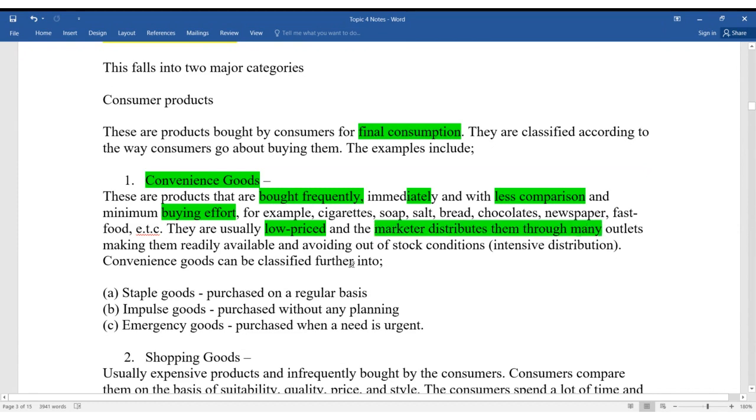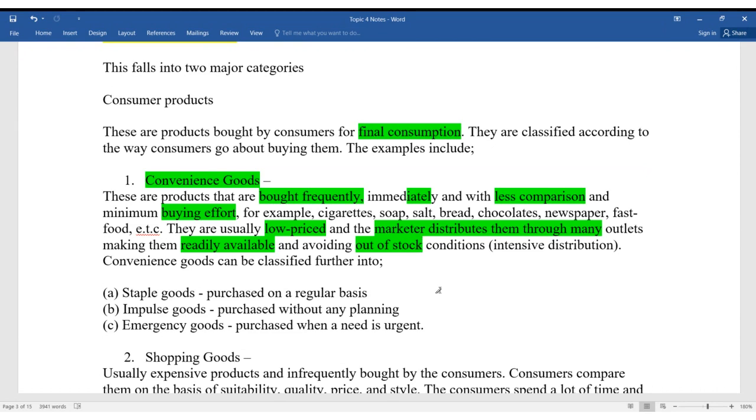And mostly distributors, they want to avoid out of stock situation. In other words, they ensure that these items are always available. So you need to remember those characteristics of convenience goods. And of course, the examples are given there. Those items: candies, exercise books, salt, bread, chocolate, newspapers, foodstuff, majority of foodstuff.